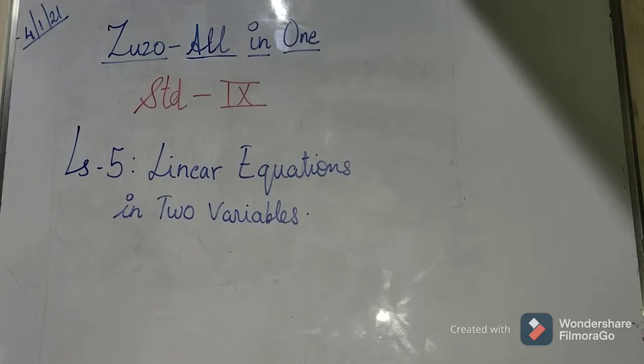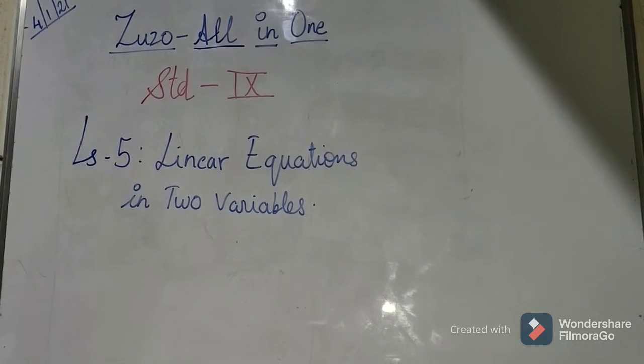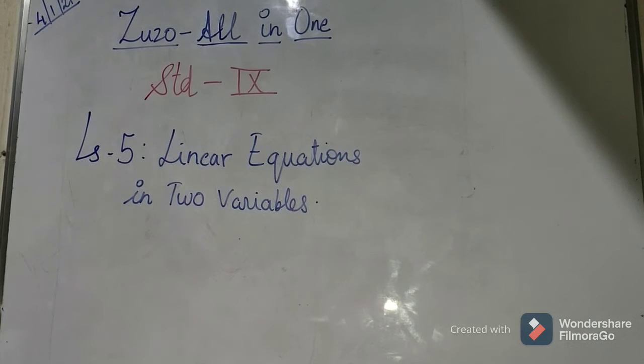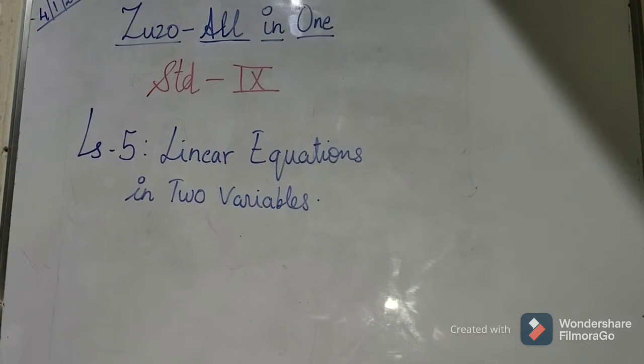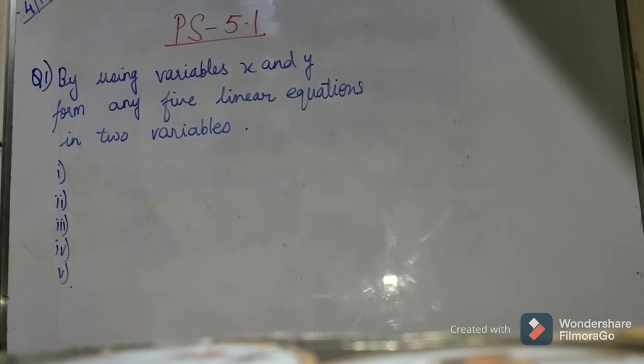Today I am going to start with Standard 9 Mathematics Part 1 Algebra. We are going to start with the second term portion first, because the second term has started, and we are going to start with lesson number 5, Linear Equations in Two Variables. So let us start with practice set 5.1.